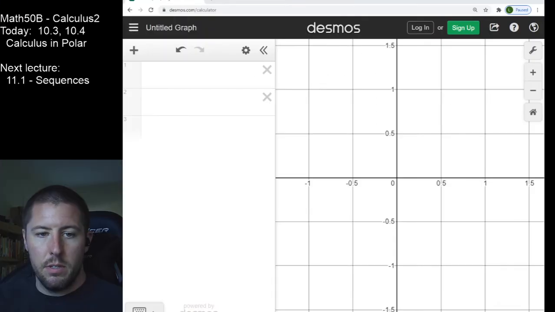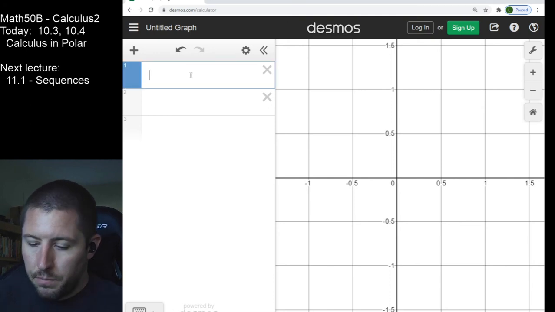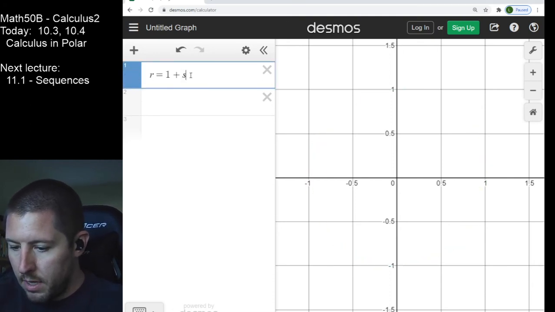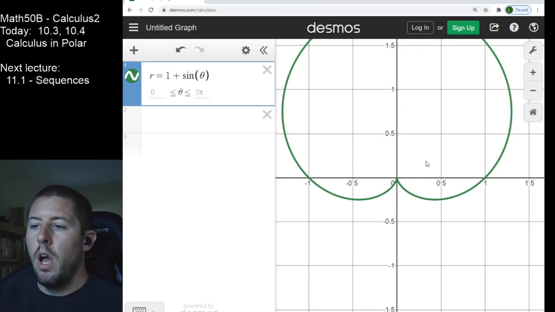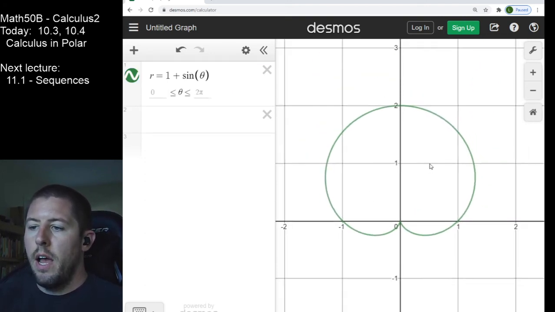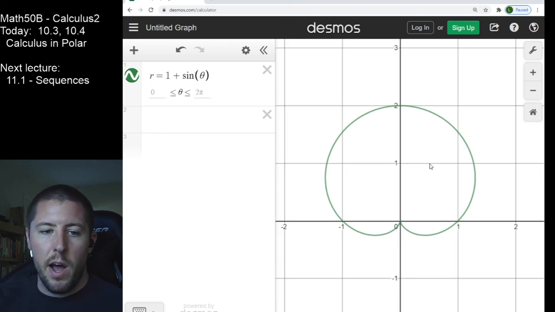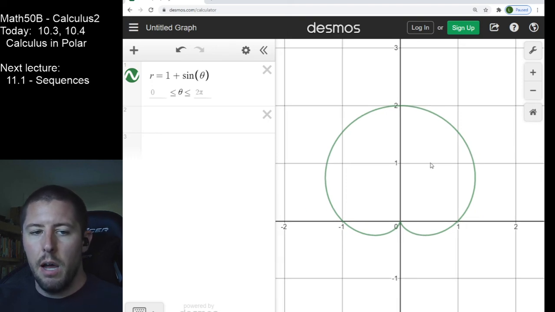Let's go over into Desmos and see what that guy looks like. r equals 1 plus sine of theta. And so this is a cardioid. In general, you can see that this is sort of vaguely heart-shaped, which is why it got the name cardioid. If we were to flip this guy upside down or something like that. And so I think that's at least a sensible name here.